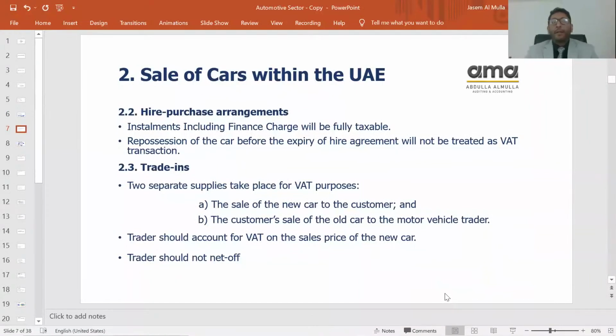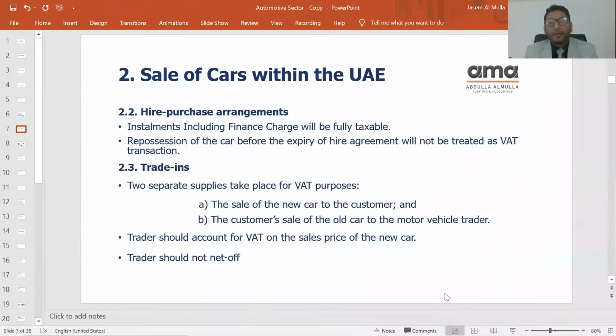And if it is not possible to bifurcate the finance charge and the principal amount, what would be the taxable amount in this case? In this case, the finance company will charge the VAT on the total value, on the whole amount. The whole installment will be fully taxable.